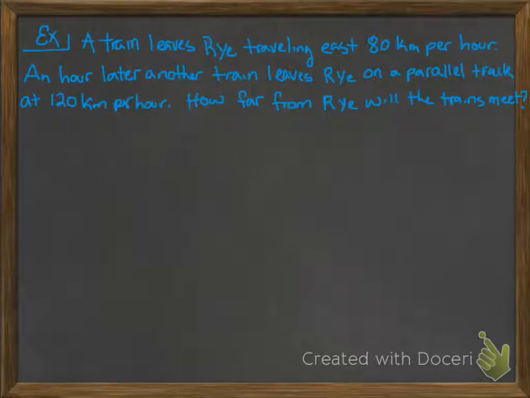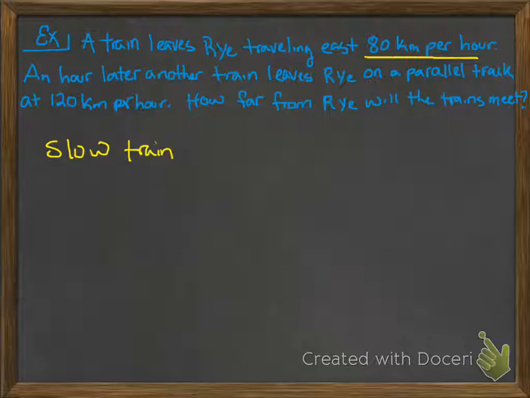So let's look at another example. A train leaves Rye, traveling east at 80 kilometers per hour. An hour later, another train leaves Rye on a parallel track at 120 kilometers per hour. How far from Rye will the trains meet? So I'm going to make a table here to do this. Again, we understand the problem when we do our plan. So I have my first train, which I'm going to call the slow train, because it's going a little bit slower.